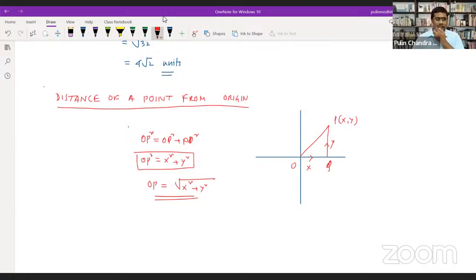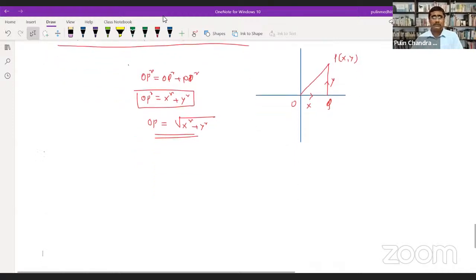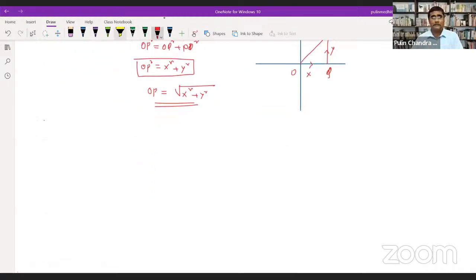Ye bahut hi chhota sa question hai, bahut hi mamooli sa question hai, but still kabhi kabhi kya hota hai, exam situations mein ye question bhi hume problem de sakta hai.